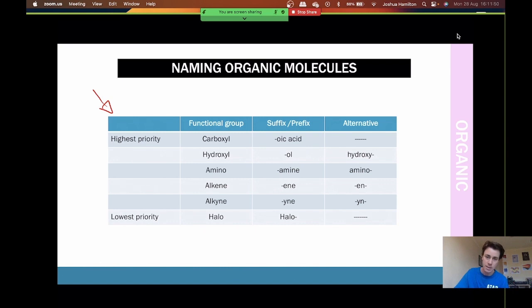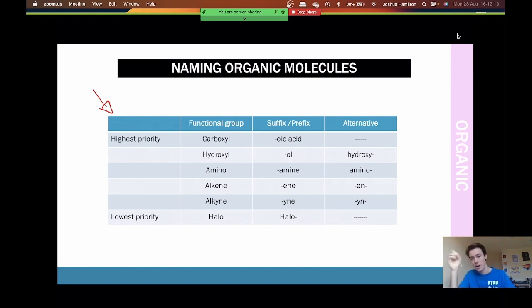As you can see, the carboxylic acid group is the highest priority no matter what. A halogen group is always the lowest priority no matter what. Everything else sort of falls in between, and you need to know this order. This is a table that you just need to know. That kind of sucks, but you just need to know this. There is no other way around it. You just need to know it.